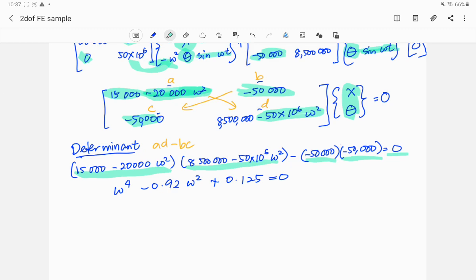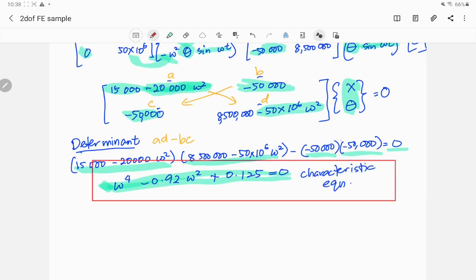If you divide all the numbers by the same value, you can get smaller coefficients. For example, here I divide all through so that the coefficient of omega to the power of 4 equals 1. So this is the answer for part B. This is what we call the characteristic equation, which is what the question wants us to find.